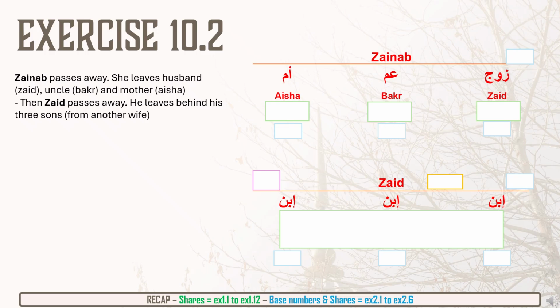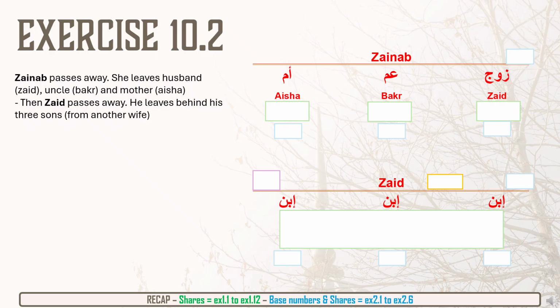In this example, Zainab passes away. She leaves behind a husband, Zayd, an uncle, Bakr, and a mother, Aisha. And then before Zainab's estate is distributed, Zayd, her husband, also passes away, and he leaves behind 3 sons. And these 3 sons are not Zainab's children, they're from another wife.